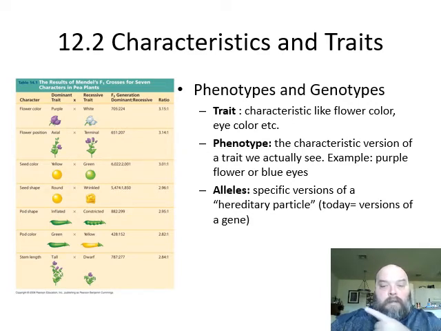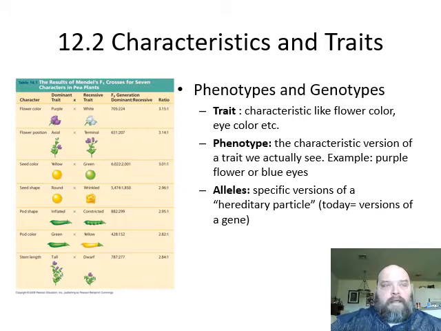Now, as you see, there's a table here that I've borrowed from another textbook. It shows the different characters that Mendel studied. He kept track of and counted flower color, flower position, seed color, seed shape, pod color, and so on.